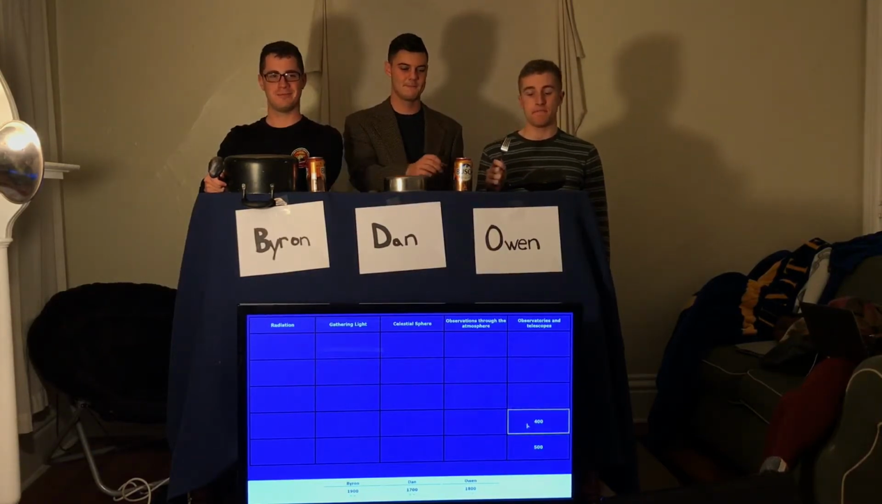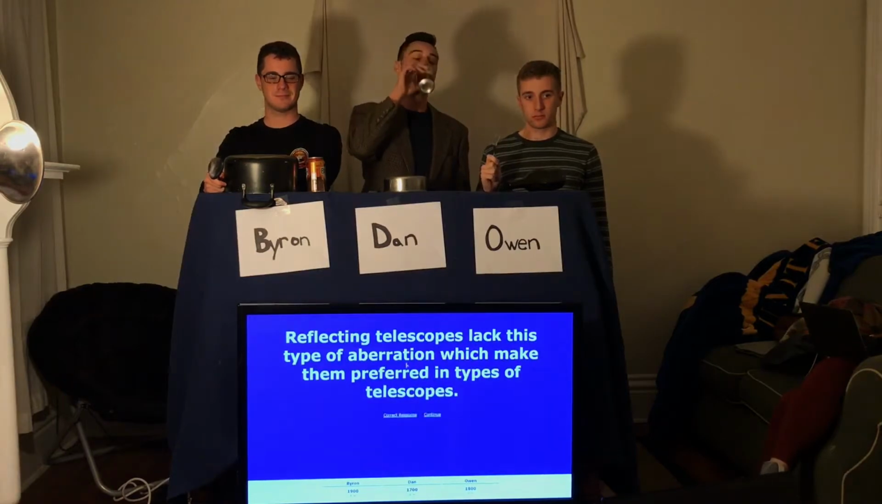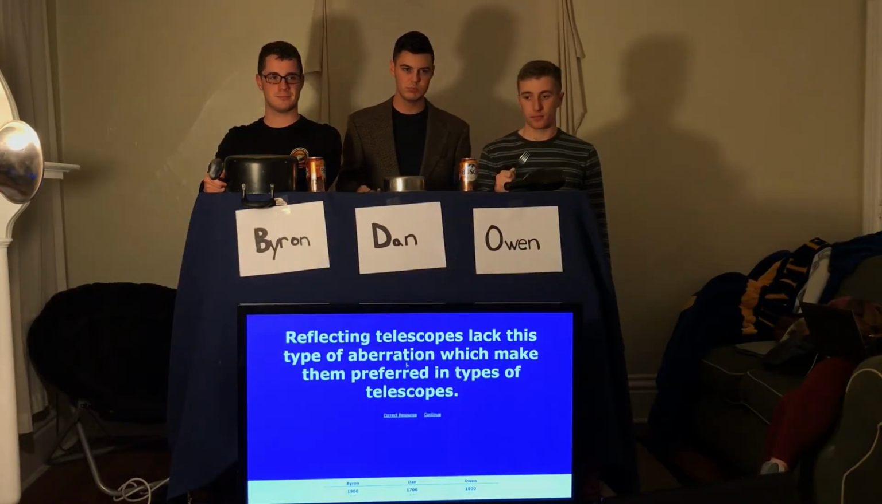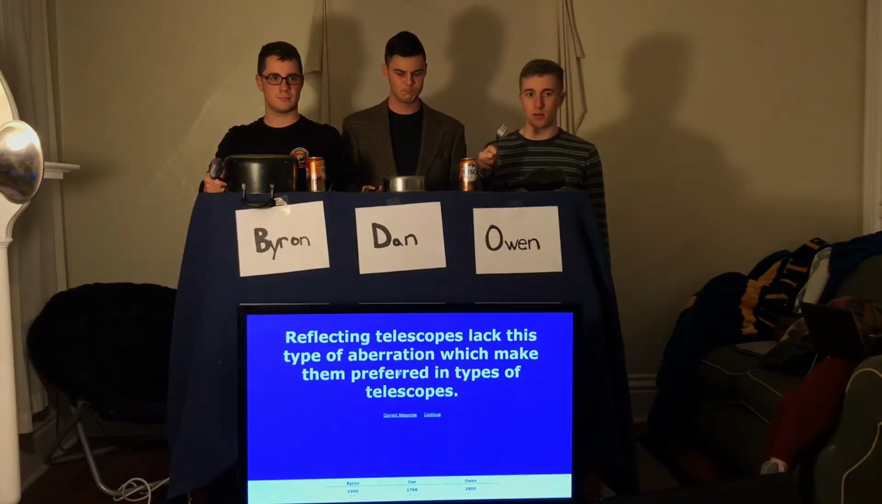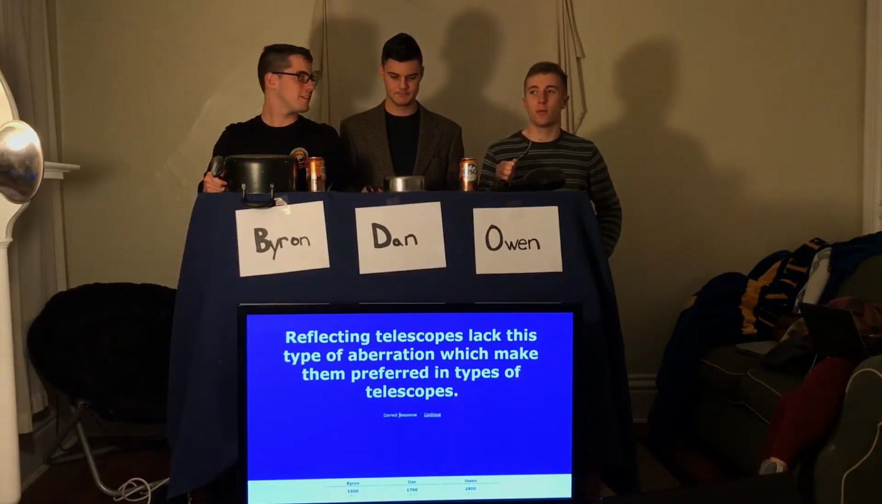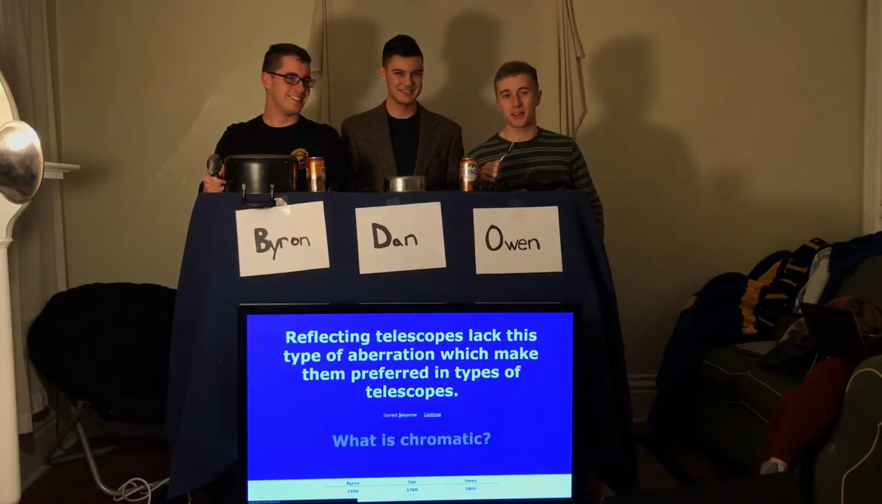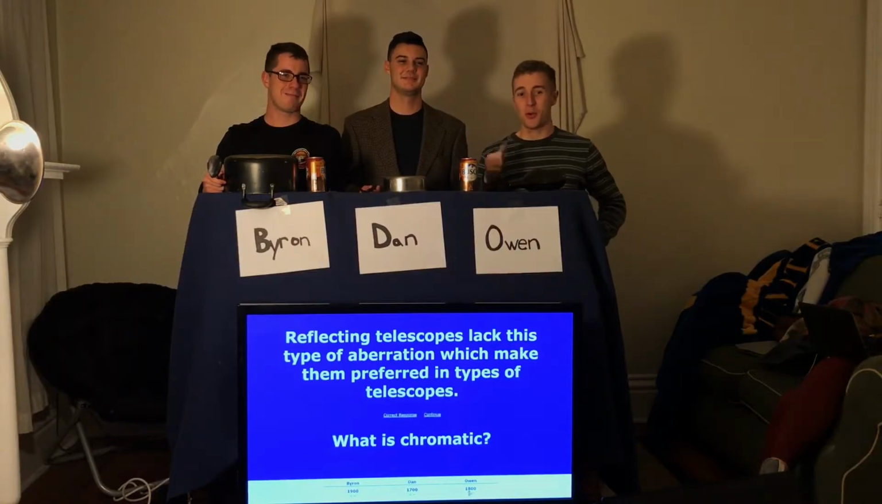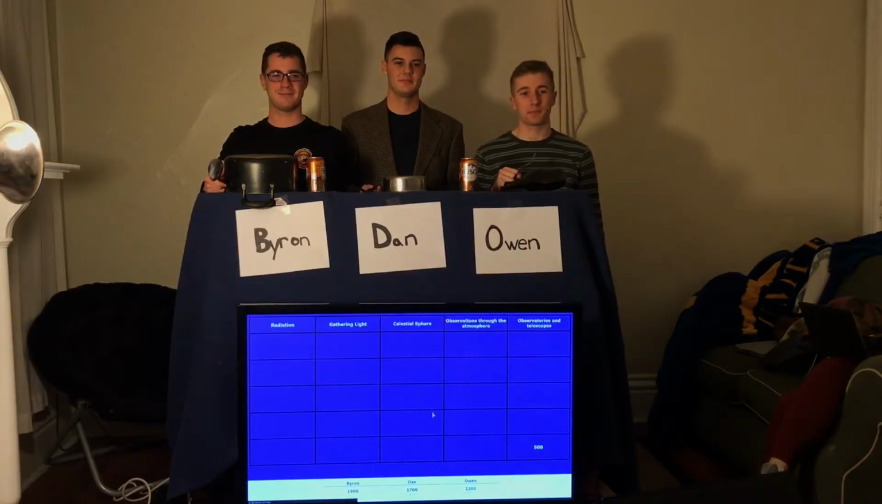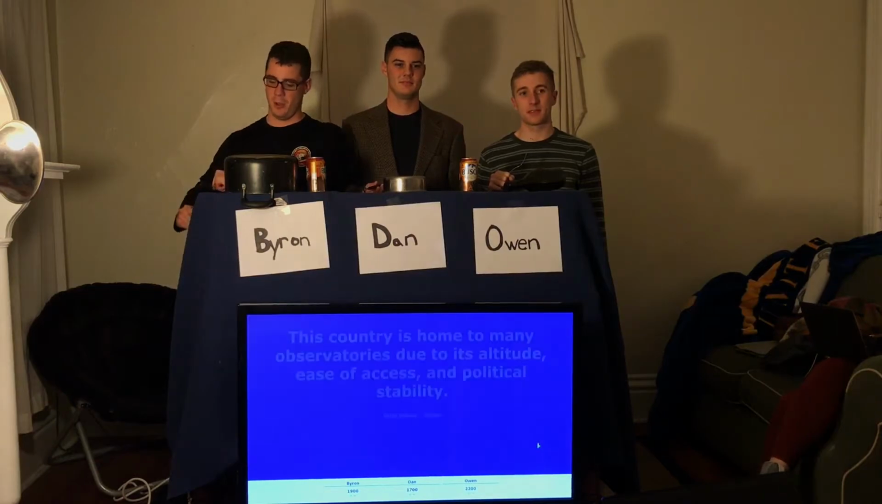Observatories and telescopes for 4 or 5. We'll take 4. Reflecting telescopes lack this type of aberration, which makes them preferred in those types of telescopes. Alex, I believe, what is chromatic? You are correct. Alright, and finally we have observatories and telescopes for 5.